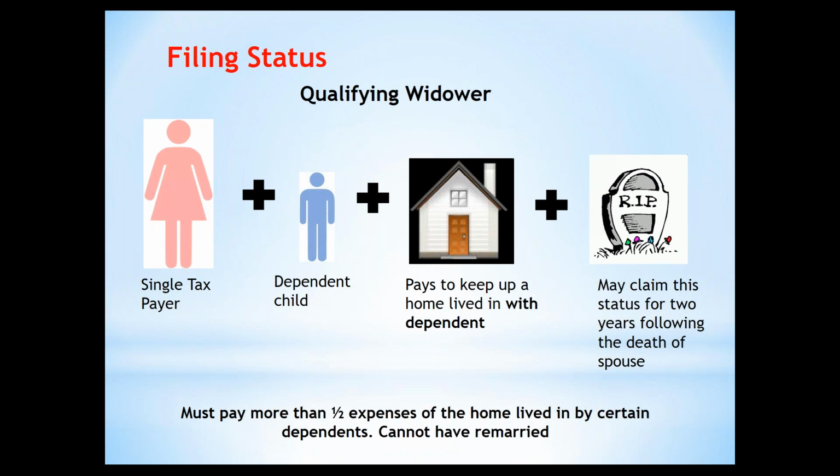But qualifying widower basically, again, just means that the first year that the spouse dies, they do married filing joint, and then the subsequent 2 years they can do this qualifying widower status as long as there's a dependent in the home, the taxpayer is keeping up the cost of the home, and they have not remarried.